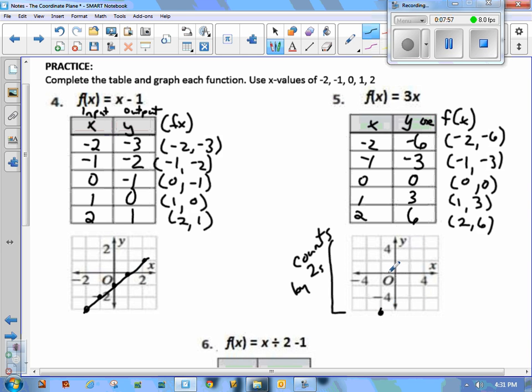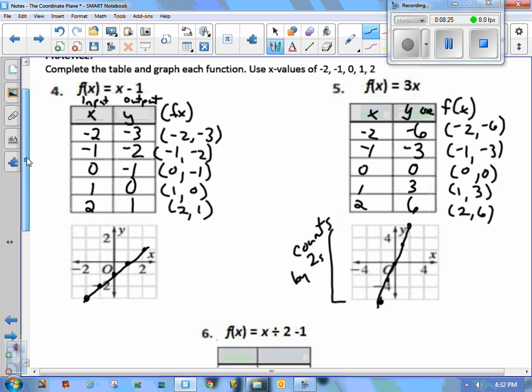Negative 1 would have to be halfway, and negative 3 would have to be halfway in between the 2 and the 4. Then I'm at 0, 0, which is the origin. 1 would be in the middle here, and up 3 is going to be in the middle. And then over 2 and up 6. And if I carefully can draw those in, again, they connect, make a line, so that's a linear function.